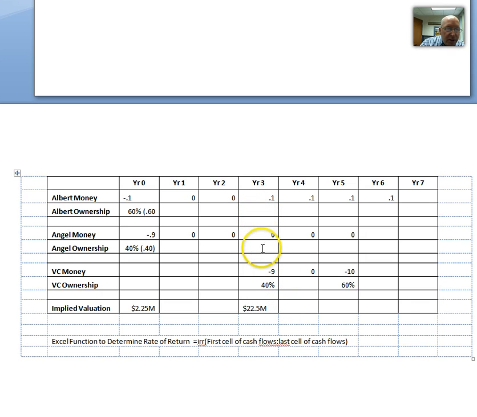And the Angels have 24%, and Albert has 36%. So now the VC is up to 60% ownership.